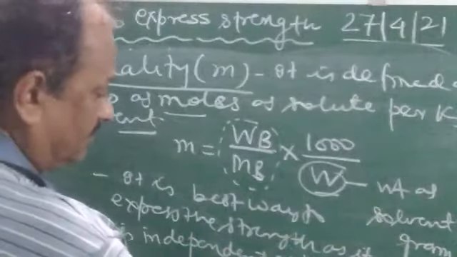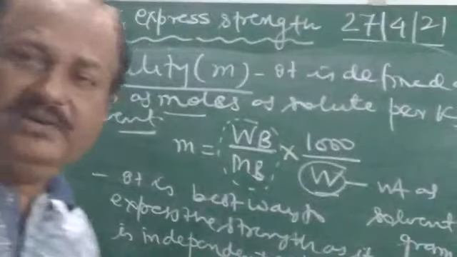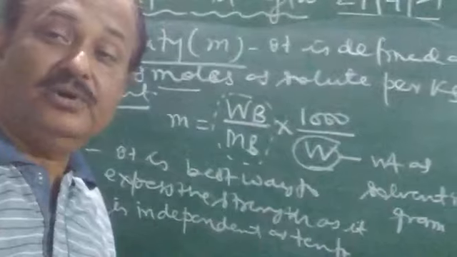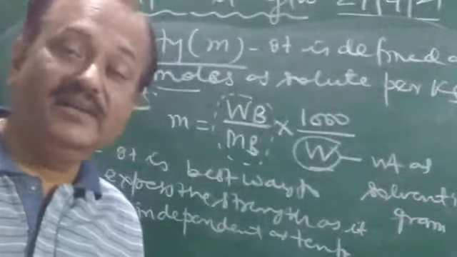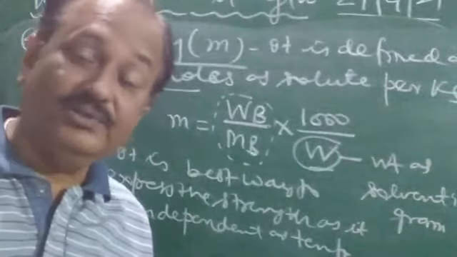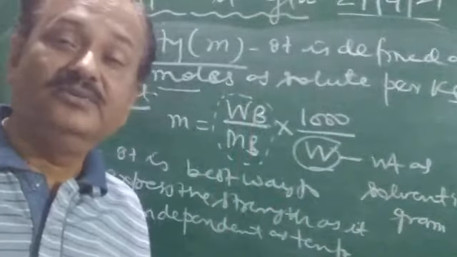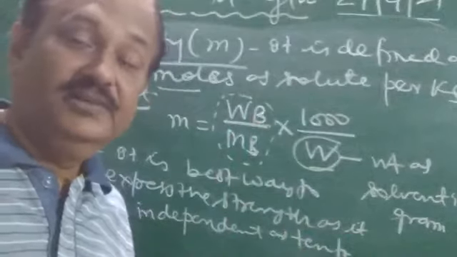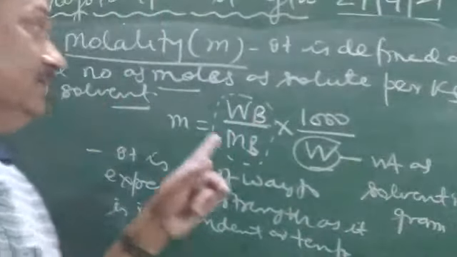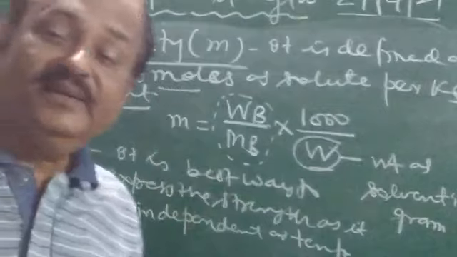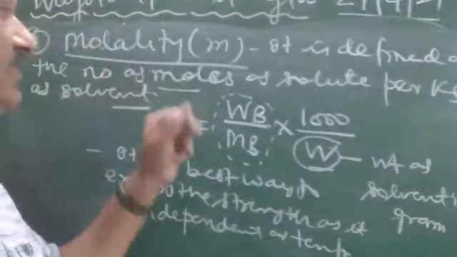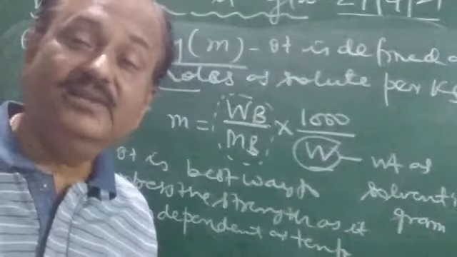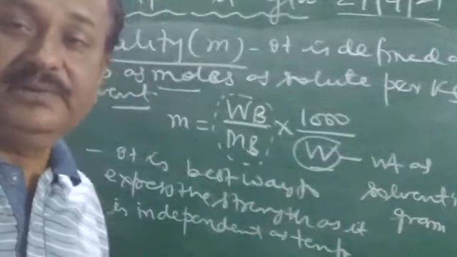of temperature. What is independent of temperature? It is independent of temperature. Why? Because the mass is unaffected by temperature. So it is the best way with respect to what? Molarity. So keep in mind that between molarity and molality, molality is the best way as it involves the mass, and mass is not affected by temperature.